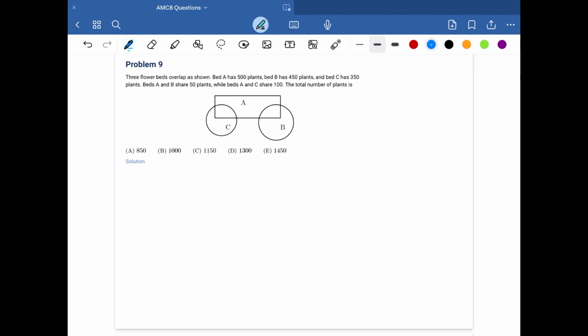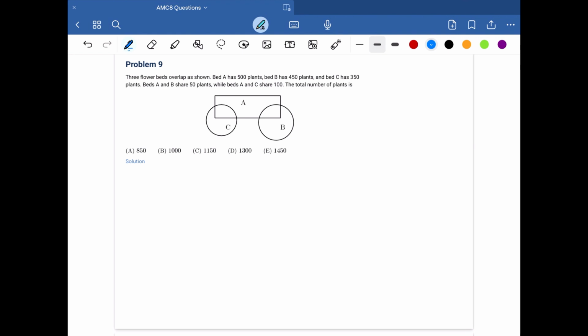Question number 9. 3 flower beds overlap as shown. Bed A has 500 plants, bed B has 450 plants, and bed C has 350 plants. Beds A and B share 50 plants, while beds A and C share 100. The total number of plants is.